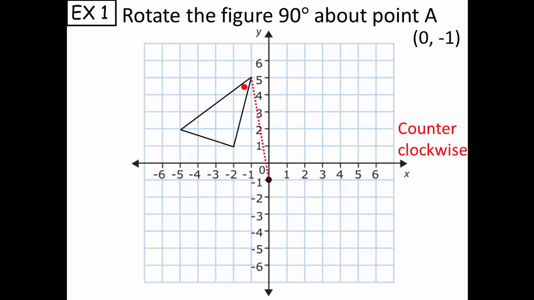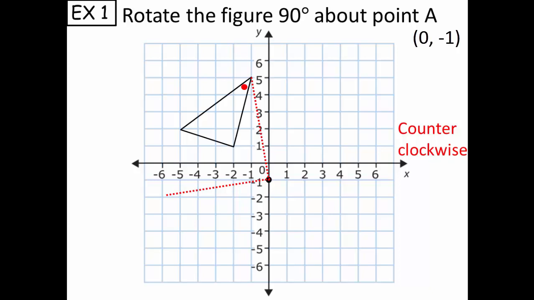I've marked it in red so you know which point you'll be rotating. Let's rotate the first one, the red line over here. We know that we need to go 90 degrees in a counterclockwise direction. So we're going to go 90 degrees, counterclockwise direction.